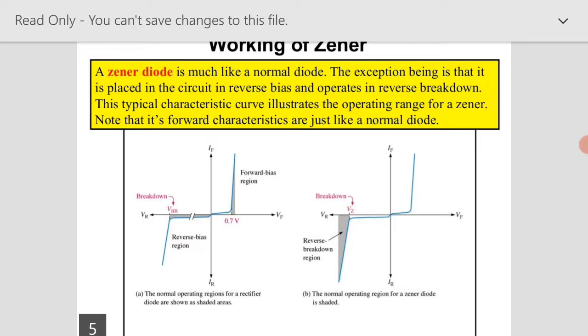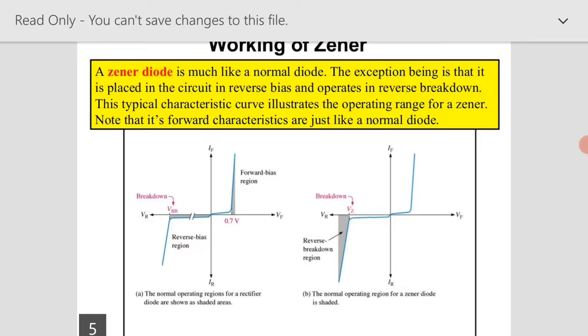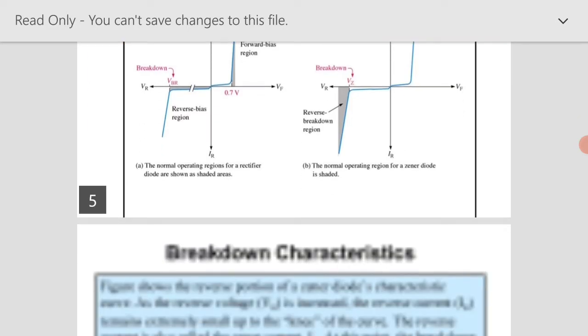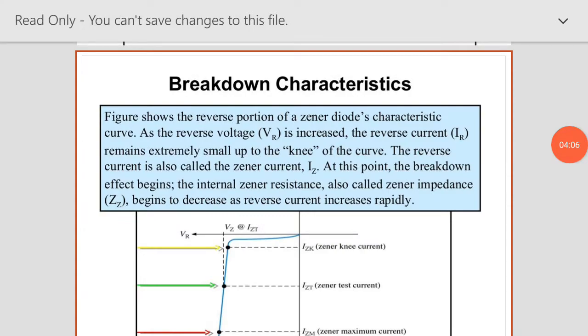This typical characteristic curve illustrates the operating range for a Zener. Note that its forward characteristics are just like a normal diode. The normal operating region for a rectifier diode is shown as a shaded region. The normal operating region for a Zener diode is shaded. The breakdown characteristics of a Zener diode: the figure shows the reverse portion of a Zener diode characteristic curve.